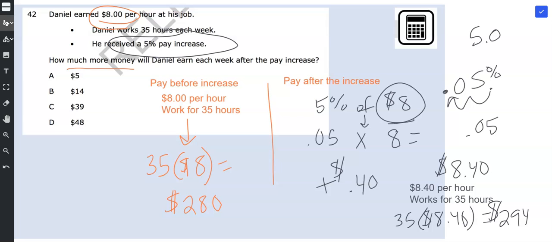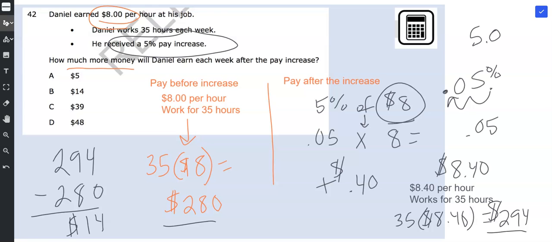How much more money will Daniel earn each week after the pay increase? So how much more money? Well, compare 280 to 294. What is the difference? Well, the word difference means the result of a subtraction problem. So we just subtract and find the difference. So there's a difference of $14. So the answer to this problem is B as in baseball. $14 is the difference in pay every week.